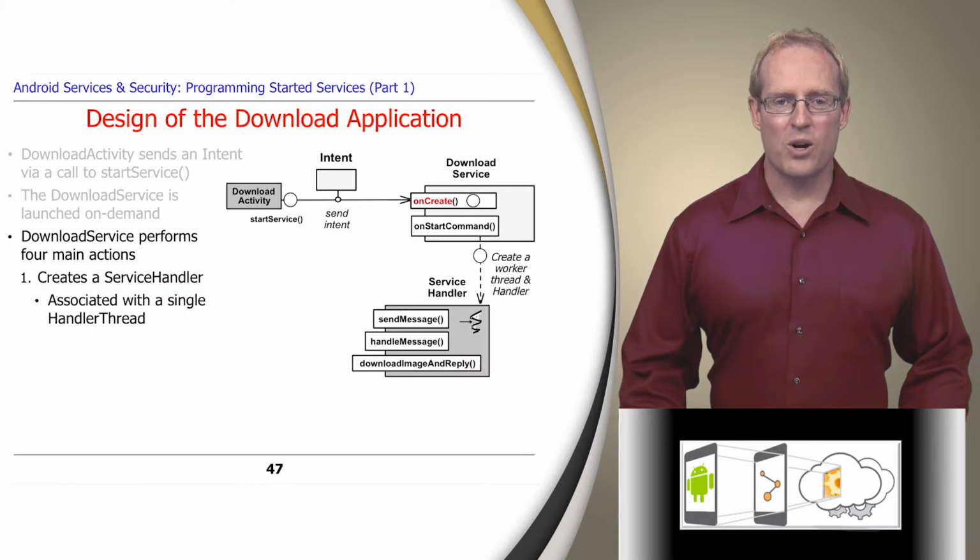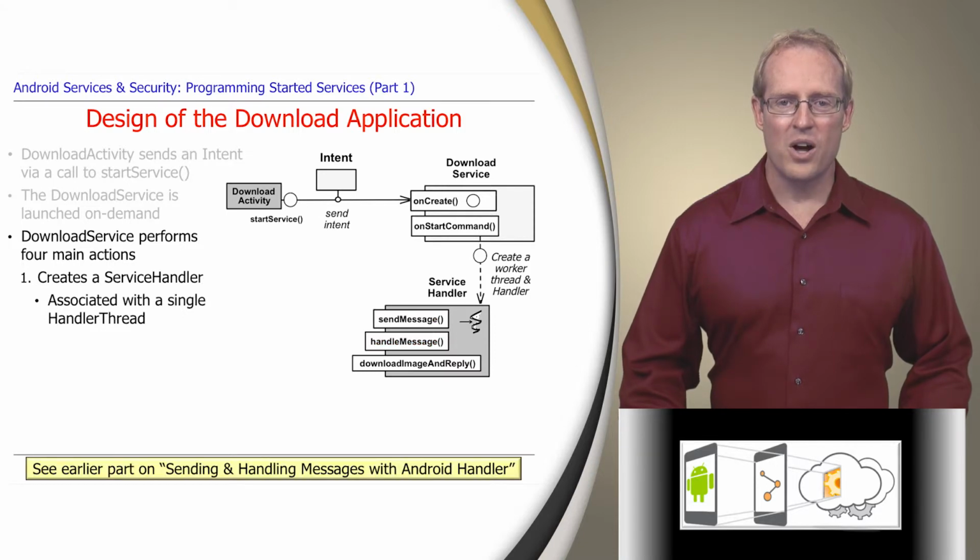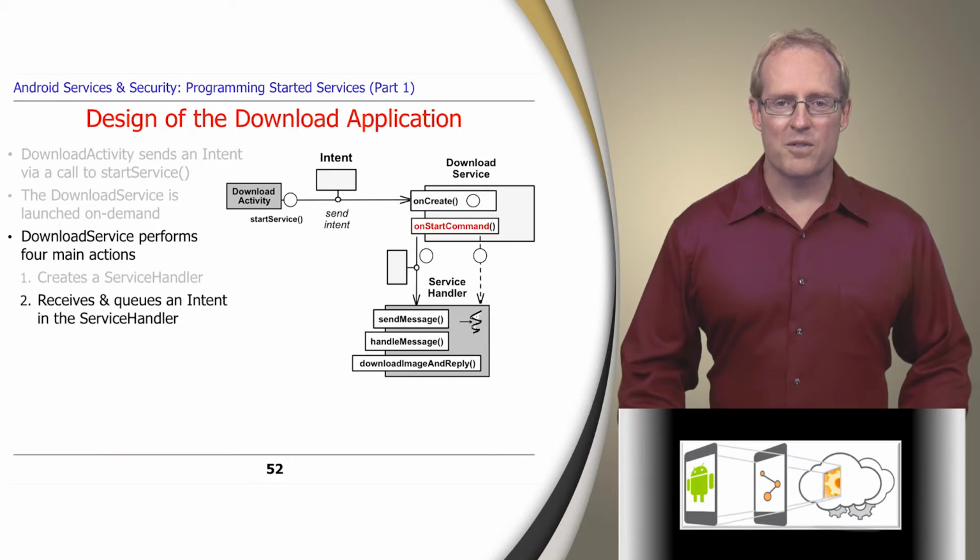First, its onCreate hook method creates a service handler, which extends the Android Handler class. The service handler is associated with a single handler thread that runs in the background with its own thread-specific looper and can be used to send and handle messages, as discussed in the earlier video on the HaMeR framework. Second, the download service itself receives an intent from the download activity via onStartCommand and calls the service handler's sendMessage method to insert the intent into the handler thread's message queue for subsequent processing.